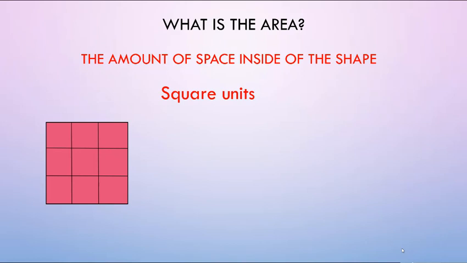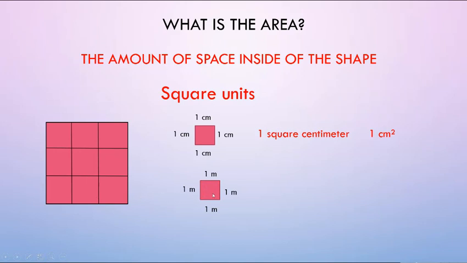But those squares cannot be any size. We can divide this quadrilateral into squares with each side 1 centimeter. This unit we will call square centimeter, and shorter we write as cm with the 2 in the top corner. Or if our quadrilateral is bigger, we can divide it into the squares, each side 1 meter. This unit we will call 1 square meter, and shorter we write m with a 2 in the top corner. We also can have square millimeter, or if it's really huge one, it can be square kilometer.